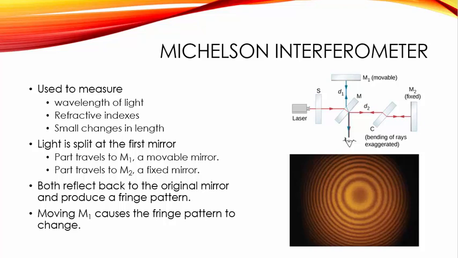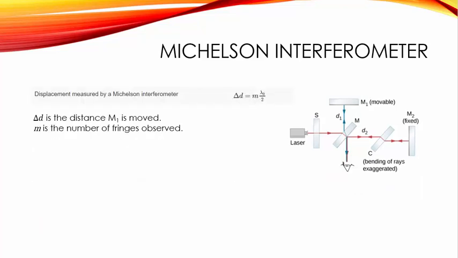And so you would use this in conjunction with this equation here. The change in distance is equal to m, which is the number of fringes, times the wavelength over 2, to find the thickness of whatever it is you're measuring. The distance the mirror moved, the wavelength of light, and you would set it up appropriately.